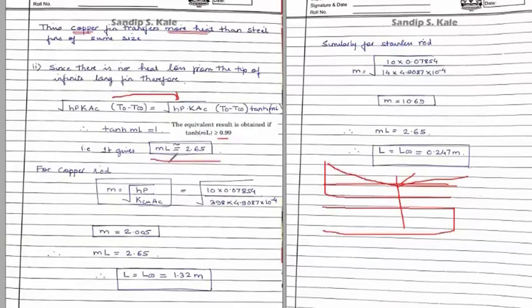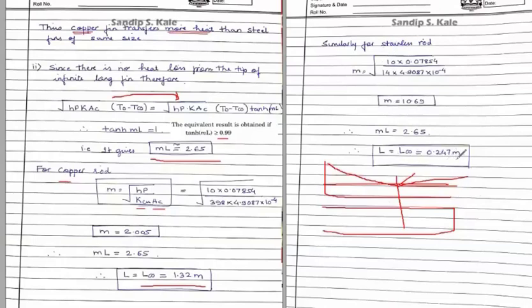Now you know the formula for m. What is the formula for m? m is equal to under root hP upon kAc, right? So you know the value of h, you know the perimeter, you know the k value of the copper, you know the cross sectional area. Just substitute the values and you will get the value of m. Then the infinite length will be 1.32 meter for copper. Similarly, for the stainless steel, the length comes out to be 0.24 meter.